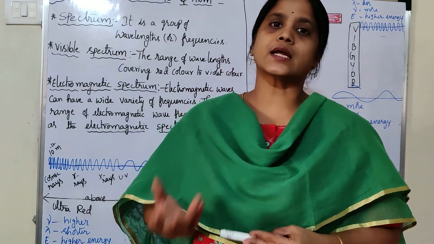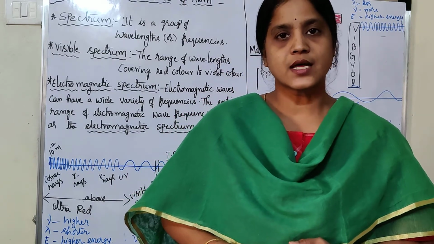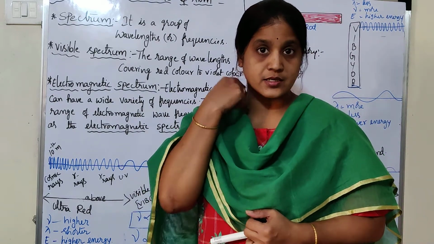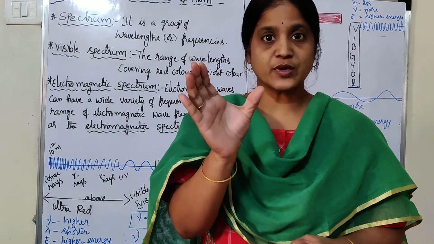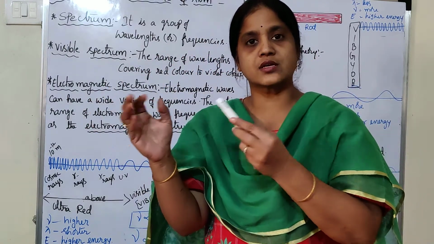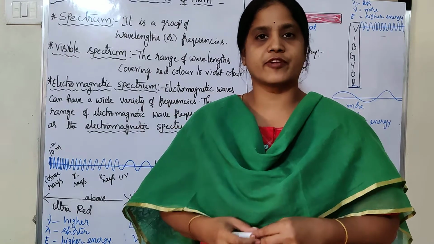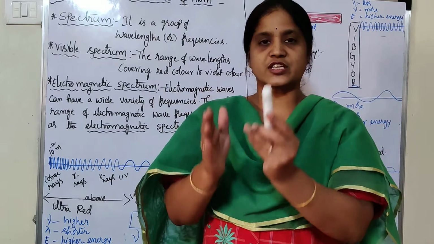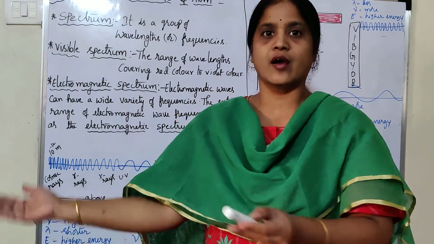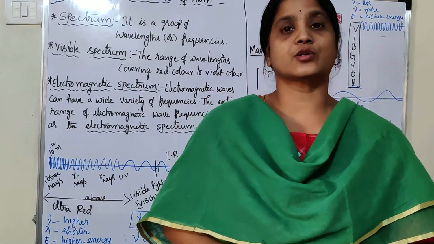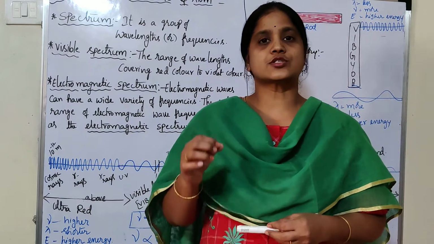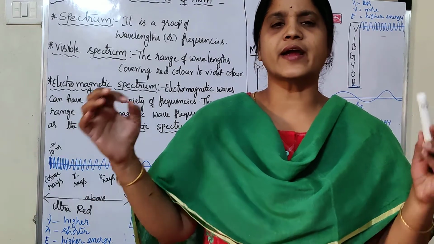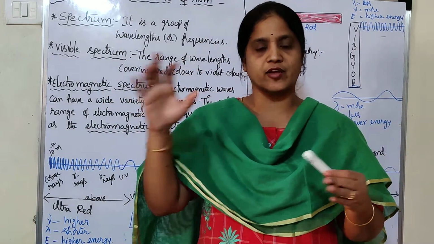Now, what is electromagnetic spectrum? Electromagnetic spectrum means, in addition to this visible light, above and below it we also have a wide range of frequencies. The entire range of frequencies above the visible light and below the visible light, all these frequencies together are known as the electromagnetic spectrum. The electromagnetic spectrum contains a wide range of frequencies.